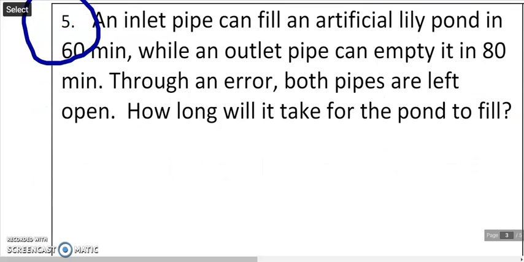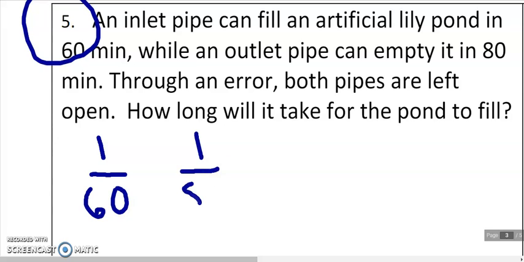All right, so we've got an inlet pipe. It can fill a pond in 60 minutes. We've got an outlet pipe that can empty the pond in 80 minutes. So once again, we've been given times. So the inlet pipe can fill one pond in 60 minutes. The outlet pipe can empty one pond in 80 minutes. We notice both pipes are left open.